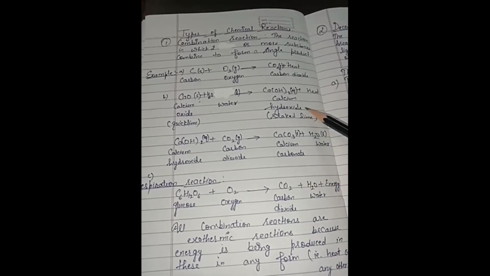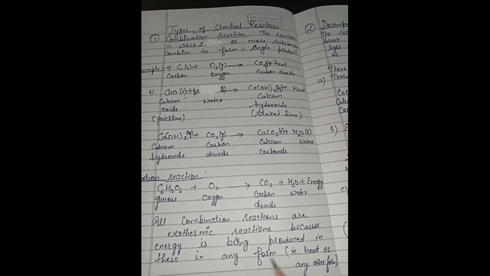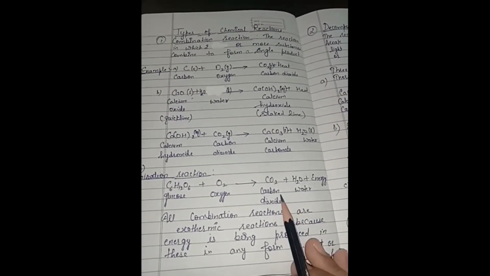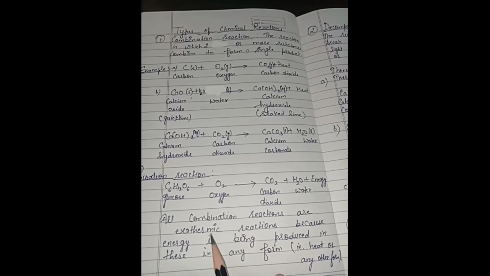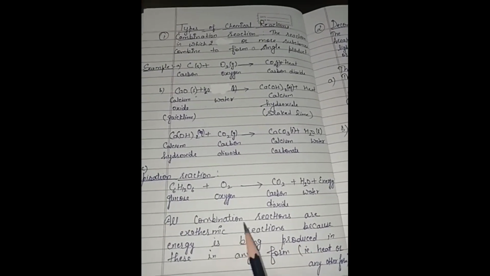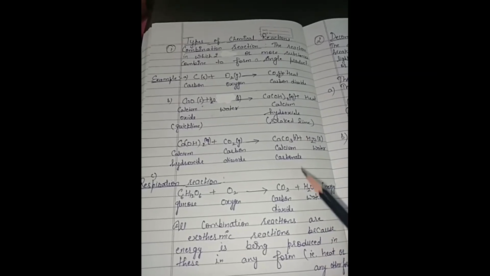Now you can see that in all these combination reactions, energy is being produced in some form, in the form of heat or in any other form. So we can say that all combination reactions are exothermic reactions, because energy is being produced in these, either in the form of heat or any other form. If energy is being produced, the reaction will be exothermic. So we can say combination reactions are exothermic reactions.